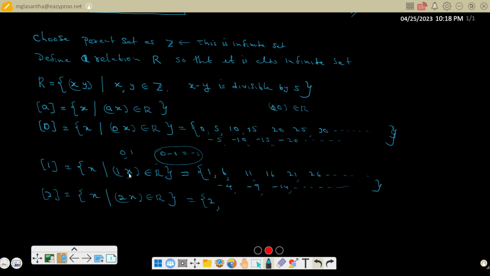Okay? So 1 minus 1 is 0. 1 minus 6, minus 5, is divisible by 5. 1 minus 11 is minus 10, divisible by 5. Then 1 minus minus 4 is plus 5, divisible by 5. If you put minus 9 here, 1 minus minus 9 is 10. 10 is divisible by 5.